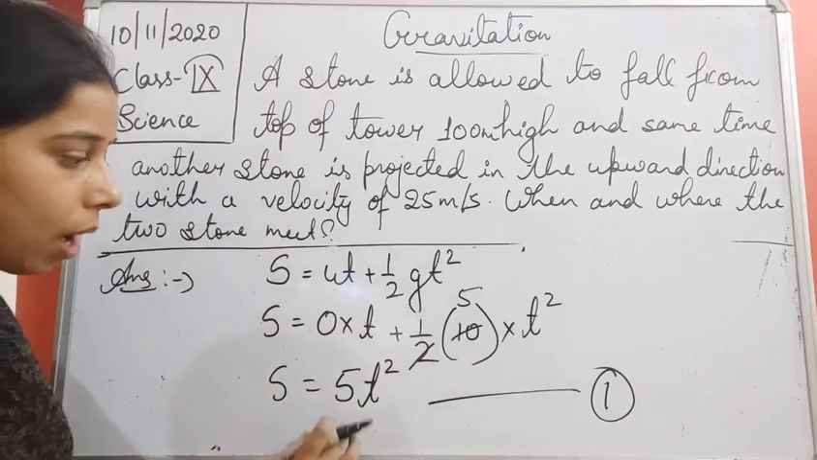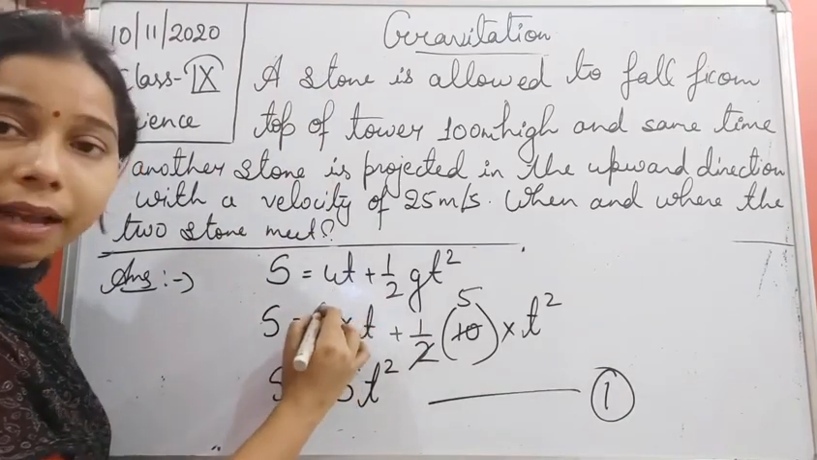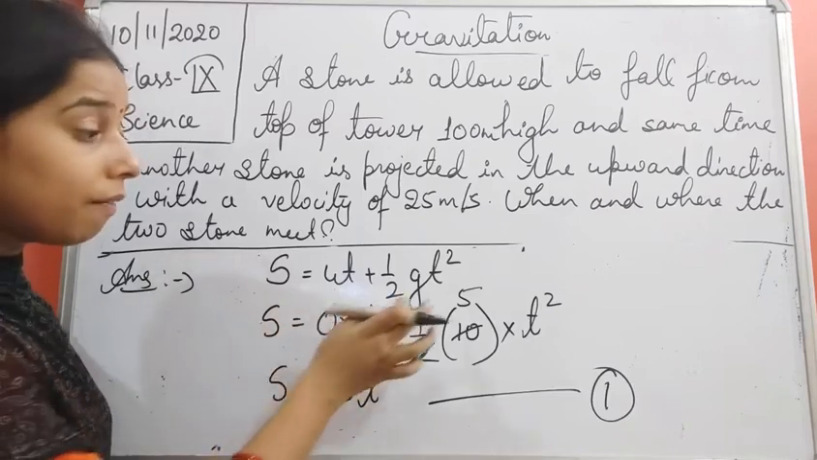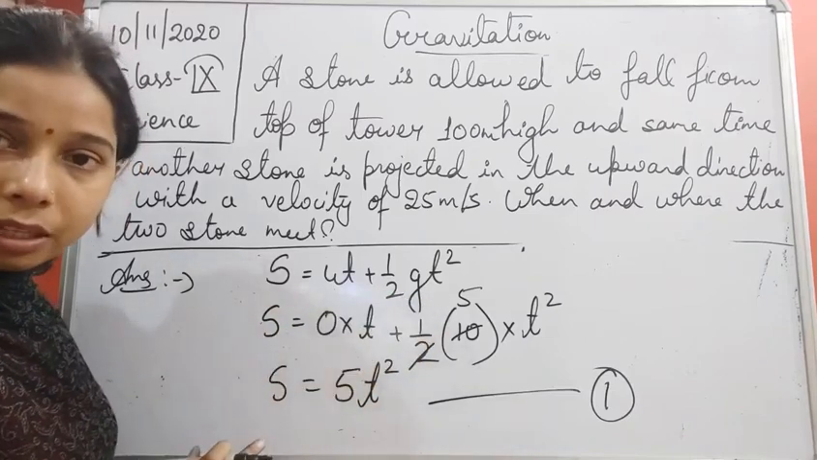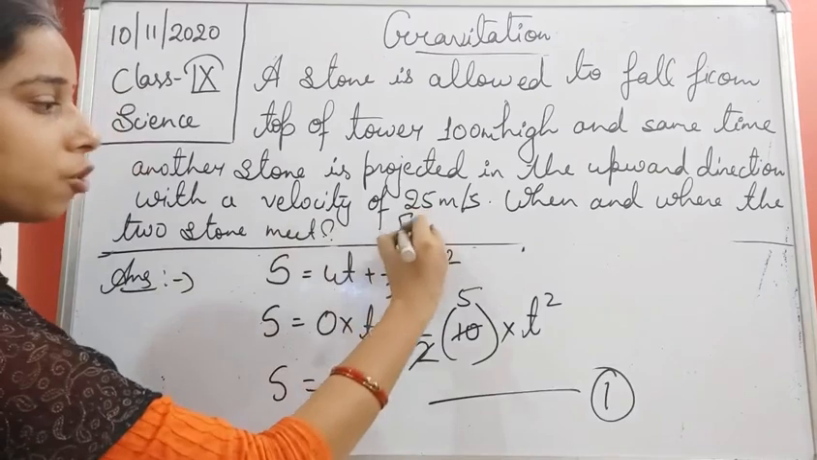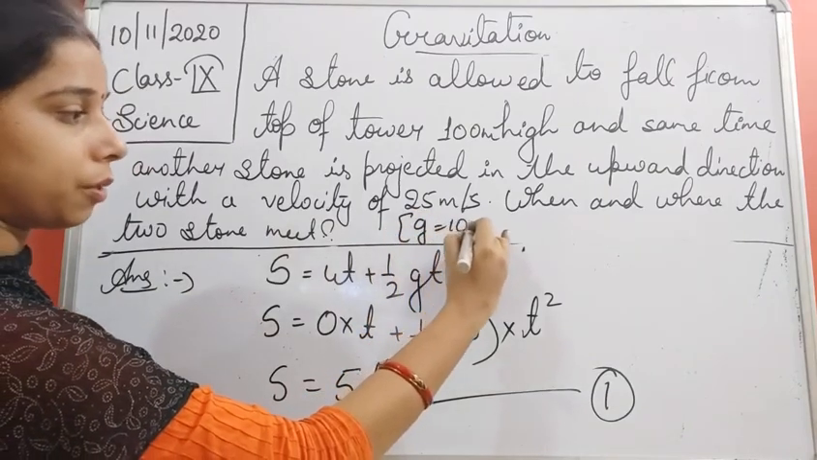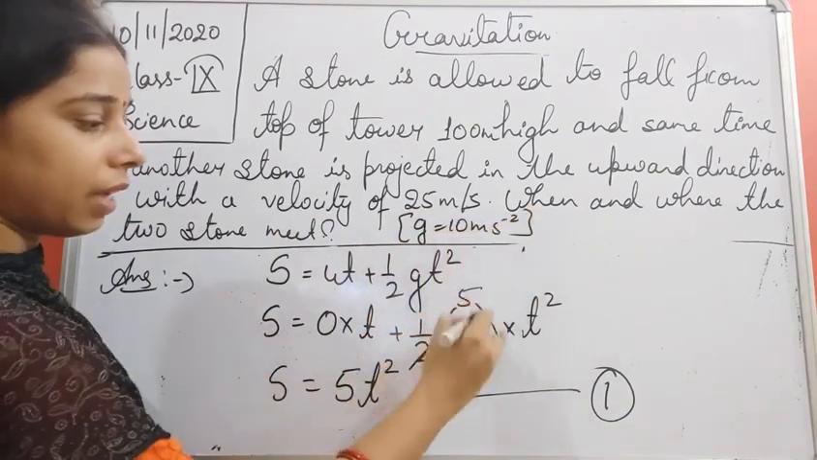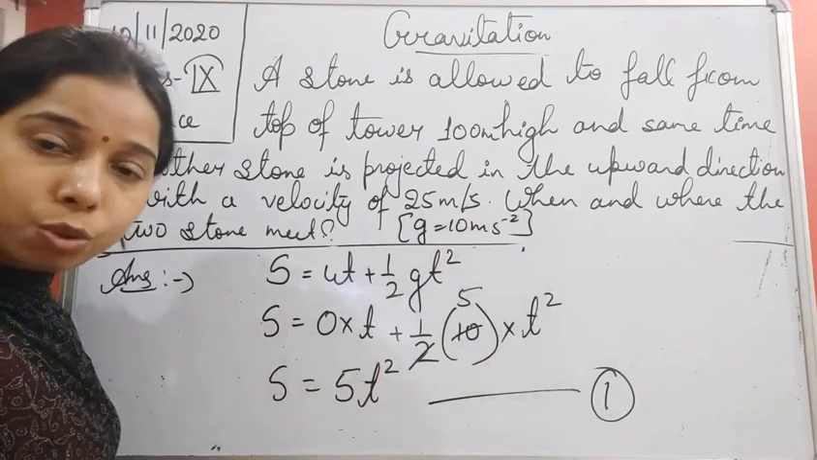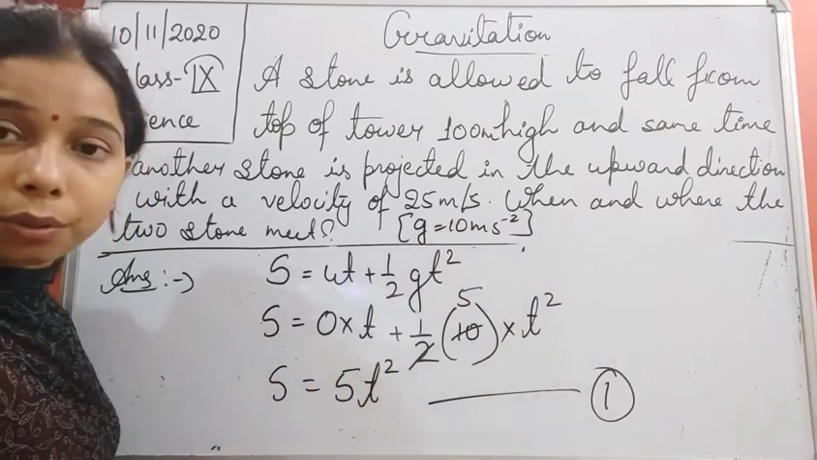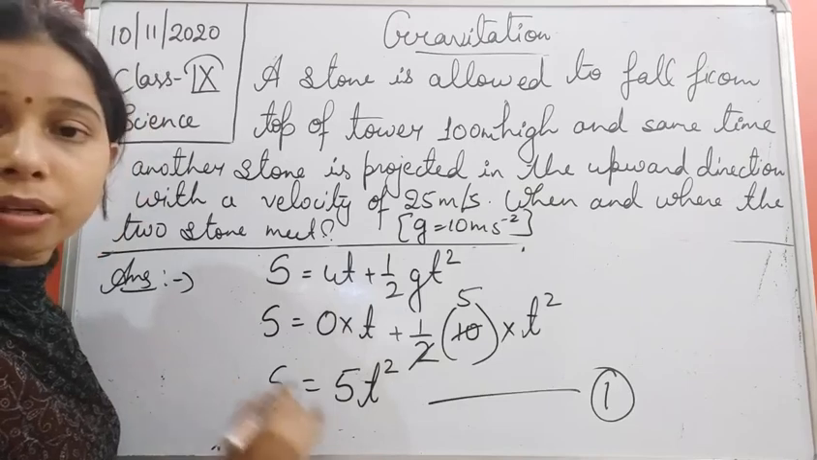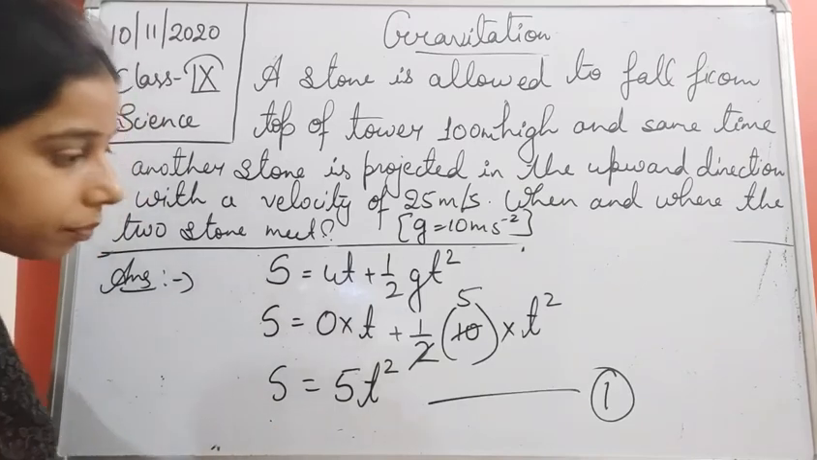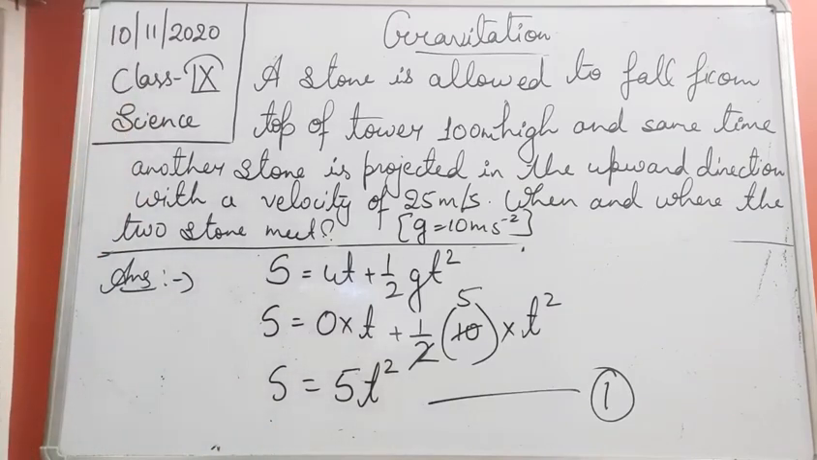Okay. I hope you have understood, student. We have taken the value of U, that is 0. Value of G is 10 meter per second square. Here actually it is mentioned that G is equal to 10 meter per second square. So that is why we have taken 10 meter per second square, and T we do not know, and that is why S is equal to 5T square. So this one is for the first one.